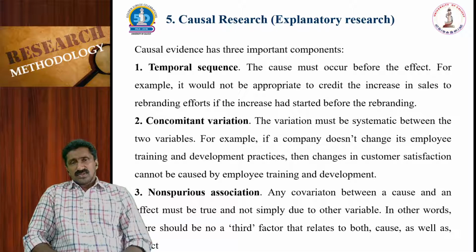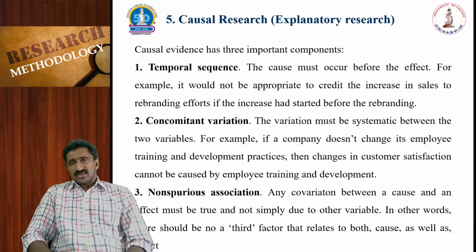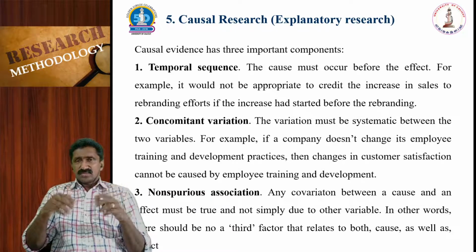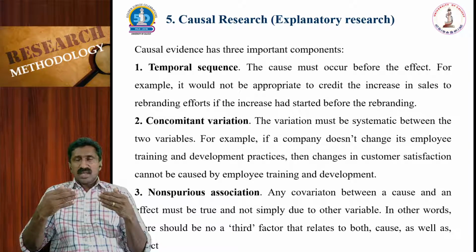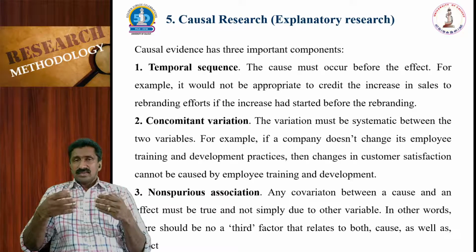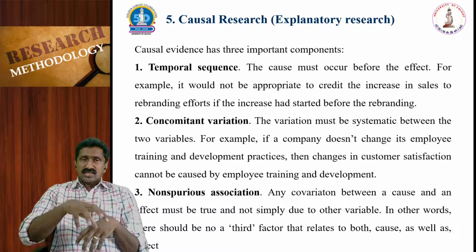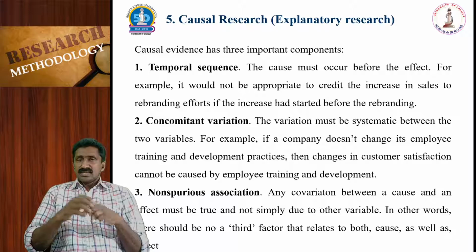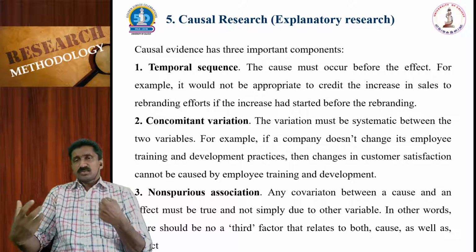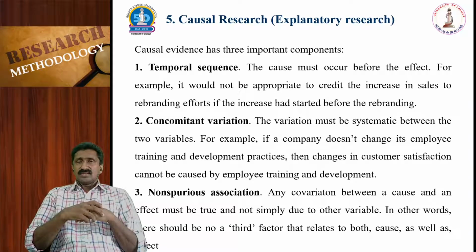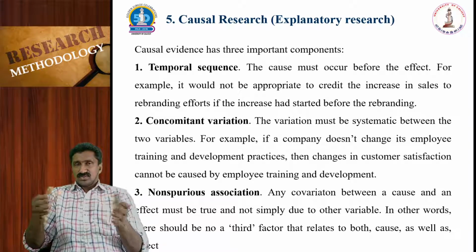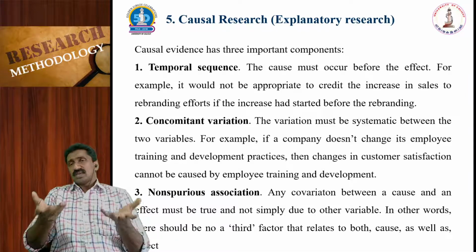So this is another mode of variation. It means the variation must be systematic between two variables. So it should happen simultaneously. Okay. If the company changes their training policies and development practices, then there should be a corresponding increase or concomitant variation that should be observed in the customer satisfaction. So usually these two things will happen simultaneously.